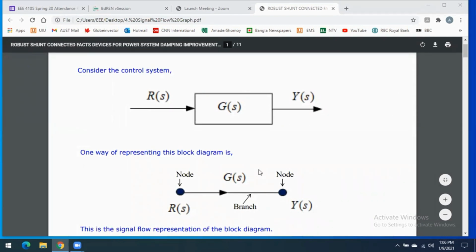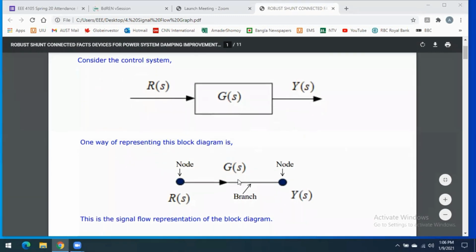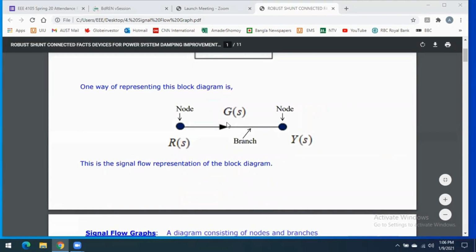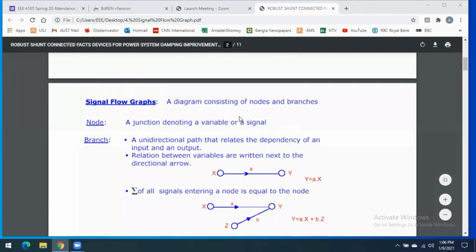And what is the advantage? The advantage is that you don't have to draw the boxes and summing junctions. You just represent it through some lines and so on. So that's signal flow graph.